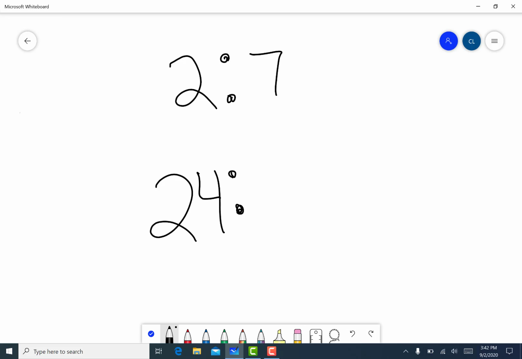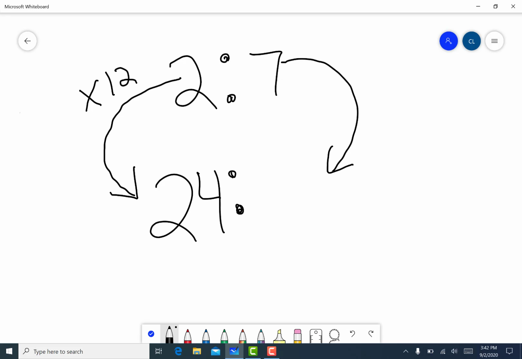Well, how can we make it to where Jasmine is right? How many students would there need to be? First, we need to see, to make this equivalent, what do you multiply by 2 to get to 24? All right, you would need to multiply that by 12. So now to make this ratio equivalent, you need to also multiply your 7 by 12 to get to 84.